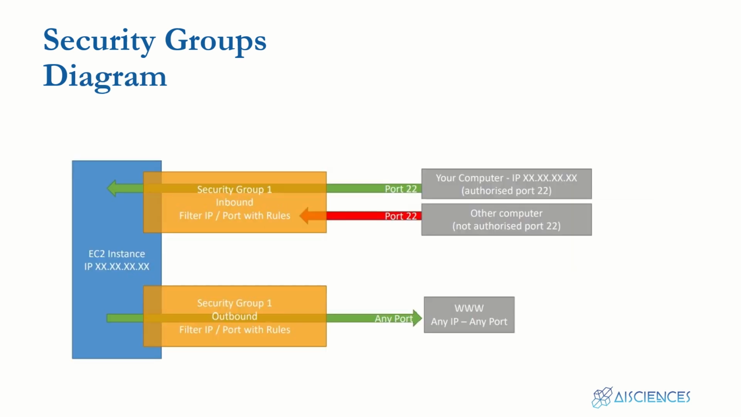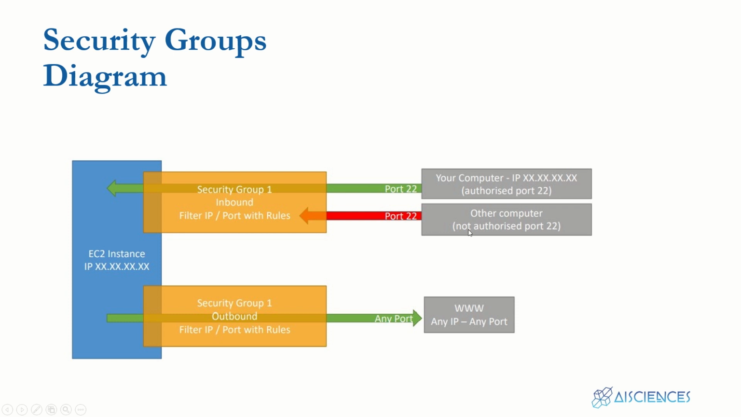Okay, so if you see this diagram over here, suppose this is some EC2 instance with some IP, and we have these two security groups attached to it. This is security group 1, which is inbound, and this is again security group 1, but it is outbound this time. Now for inbound, we have filtered some IP and access through some port. Let's say that IP is your computer. So your computer has some IP, and we have authorized it for port 22. So it will have a connection with your instance, right?